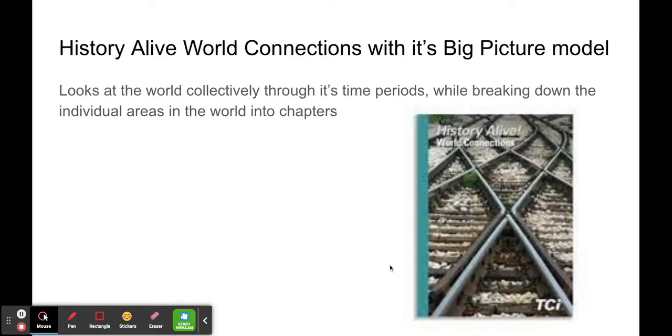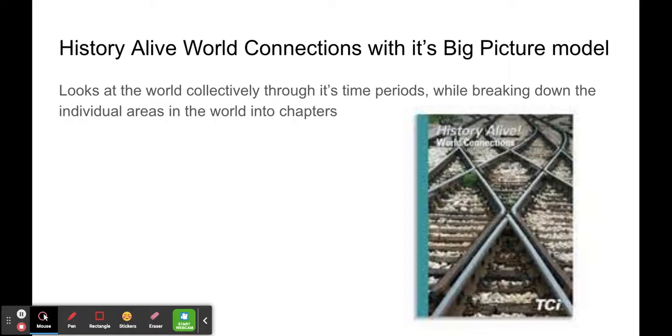Themes of world history. So, this book, History Alive World Connections, uses a big picture model. As you go through the chapters, or lessons as they call them, but they should really be called chapters because history is a story that goes in order.